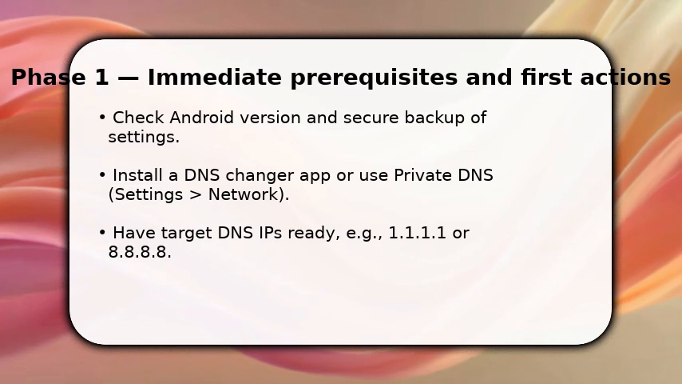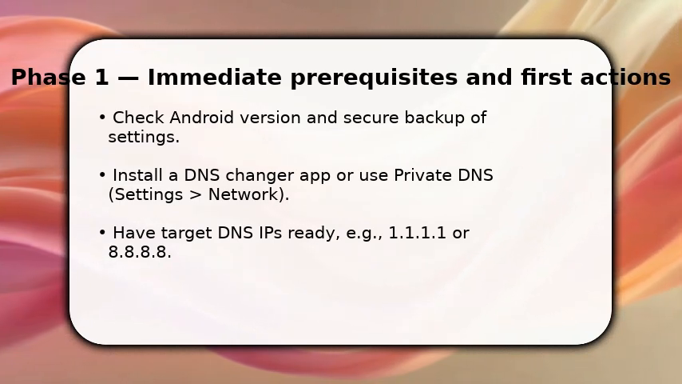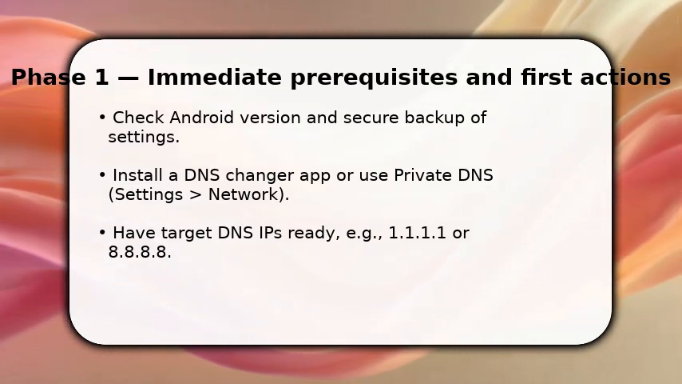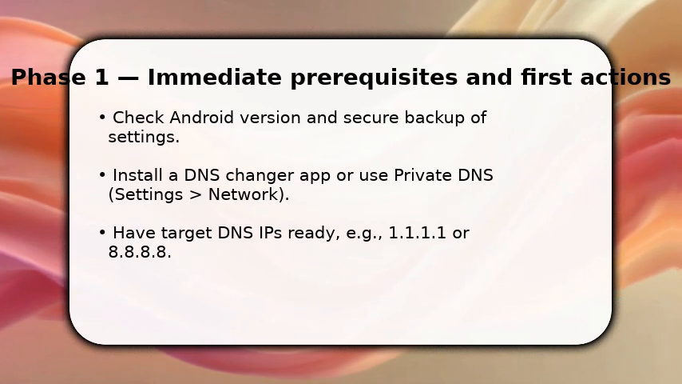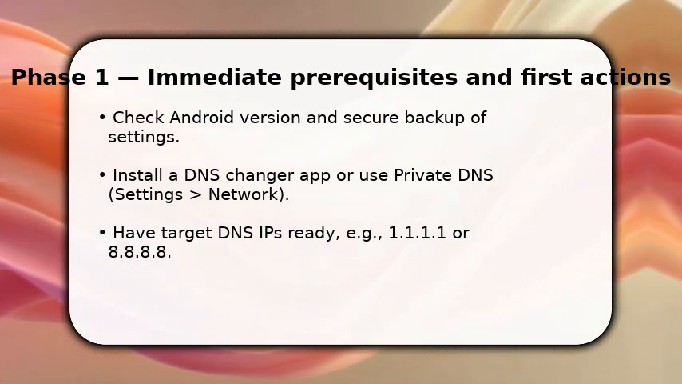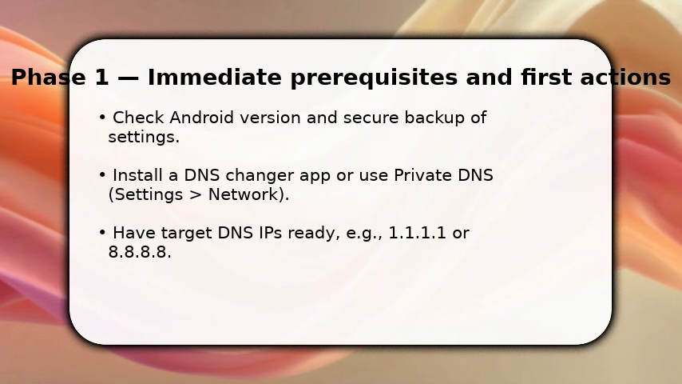You start by validating your device. Check Android version and ensure a quick settings backup. Open network settings and choose private DNS or install a trusted DNS changer app. This is faster for testing.